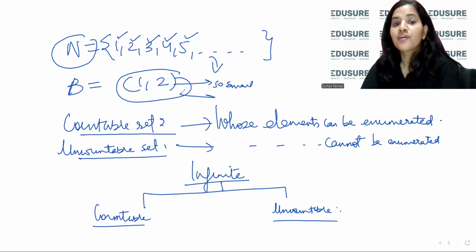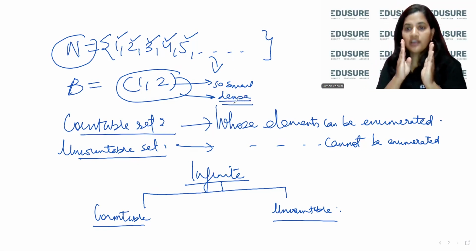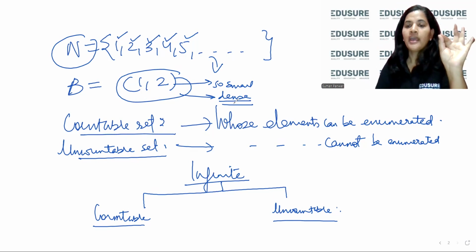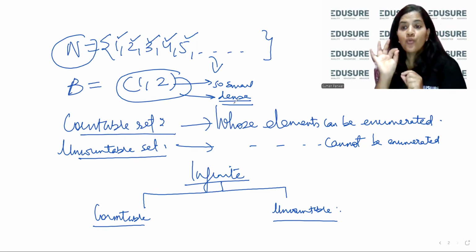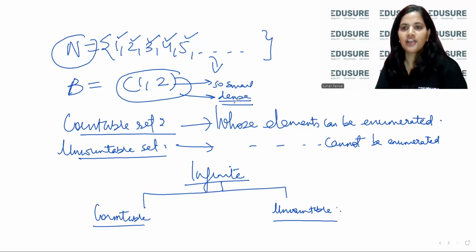Why? Because this is dense. Dense means between any two real numbers, there will be another real number. So no matter how small the difference is, for example, you choose 1.01 and then you choose 1.02, now there is a difference of 0.01, but still you will have infinite numbers between those two real numbers. So that is what is known as a dense set. And that is what is meant by countable and uncountable set.